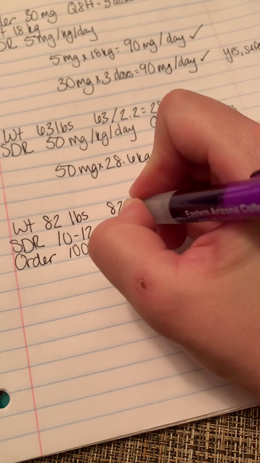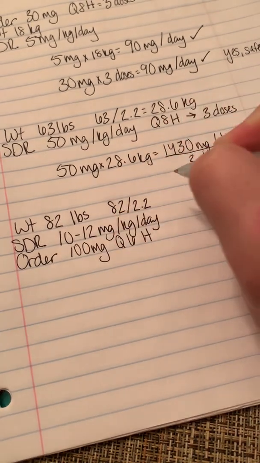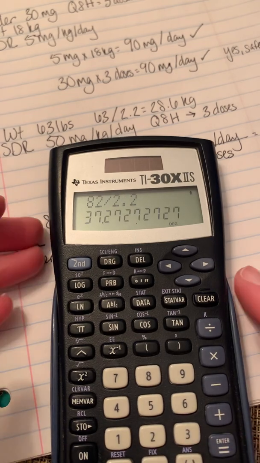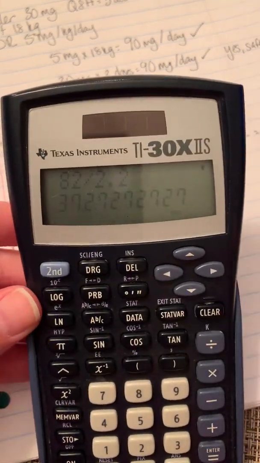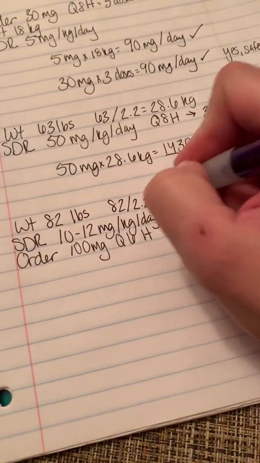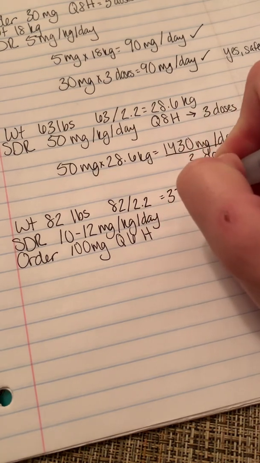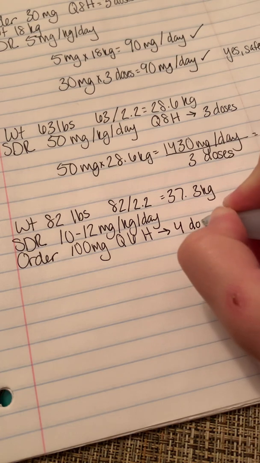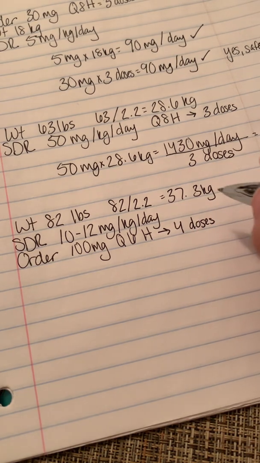Okay, so let's convert into kilograms. So 82 pounds divided by 2.2. 82 divided by 2.2, and I get 37 point, we're gonna call that 37.3 kilograms. Okay, and then I know that Q6 hours is 4 doses. Okay, now I can start.